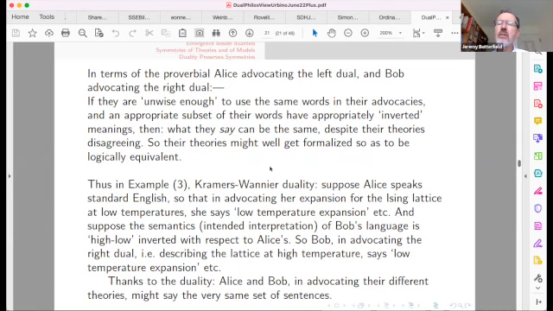So, for example, in the last Kramers-Wannier duality, let Alice be like me, she speaks standard English. And in advocating her expansion for the Ising lattice at low temperatures, she says words like low temperature expansion. But suppose that the semantics, or the intended meanings, of Bob's language is inverted compared with Alice's in a high-low way. So Bob is trying to describe a hot lattice. He is advocating the right dual, but he says the words low temperature expansion in order to describe his partition function. So they're advocating different theories, but they might say the very same set of sentences. And that's the comment.